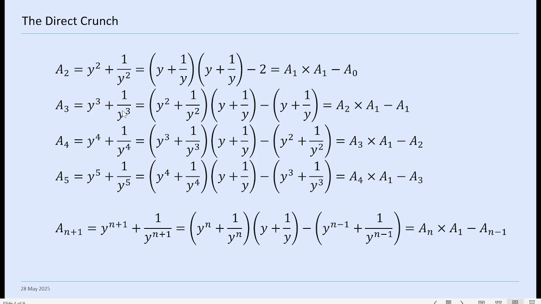A3 is y cubed plus 1 over y cubed, which is y squared plus 1 over y squared times y plus 1 over y. And you get the y cubed plus 1 over y cubed, but then you also get a kind of 1 over y term and a y term. So here, which is a1, which you have to take off. A4 turns out to be a3 times a1 minus a2. A5 turns out to be a4 times a1 minus a3. An plus 1, when you crunch it, turns out to be an times a1 minus an minus 1.